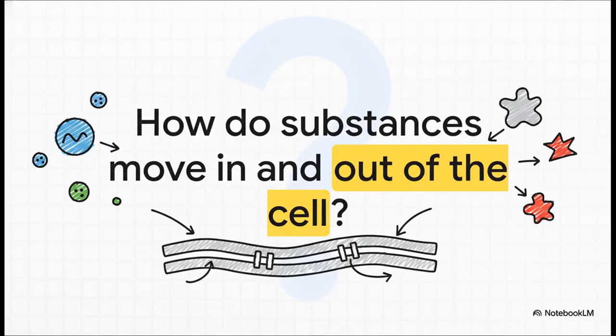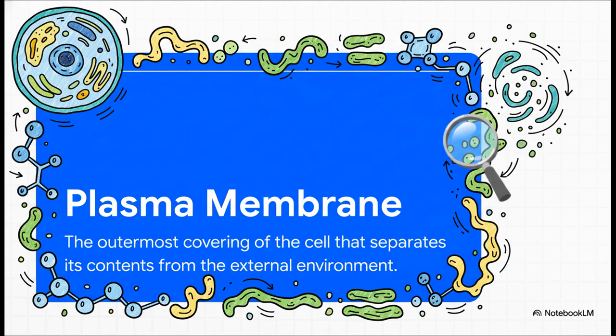If a cell is enclosed by a boundary, how does it get the things it needs to survive, like oxygen or food? And how does it get rid of waste products like carbon dioxide? You see, it has to control this movement very carefully. The answer to this puzzle lies in the special nature of that boundary. And that special boundary is called the plasma membrane.